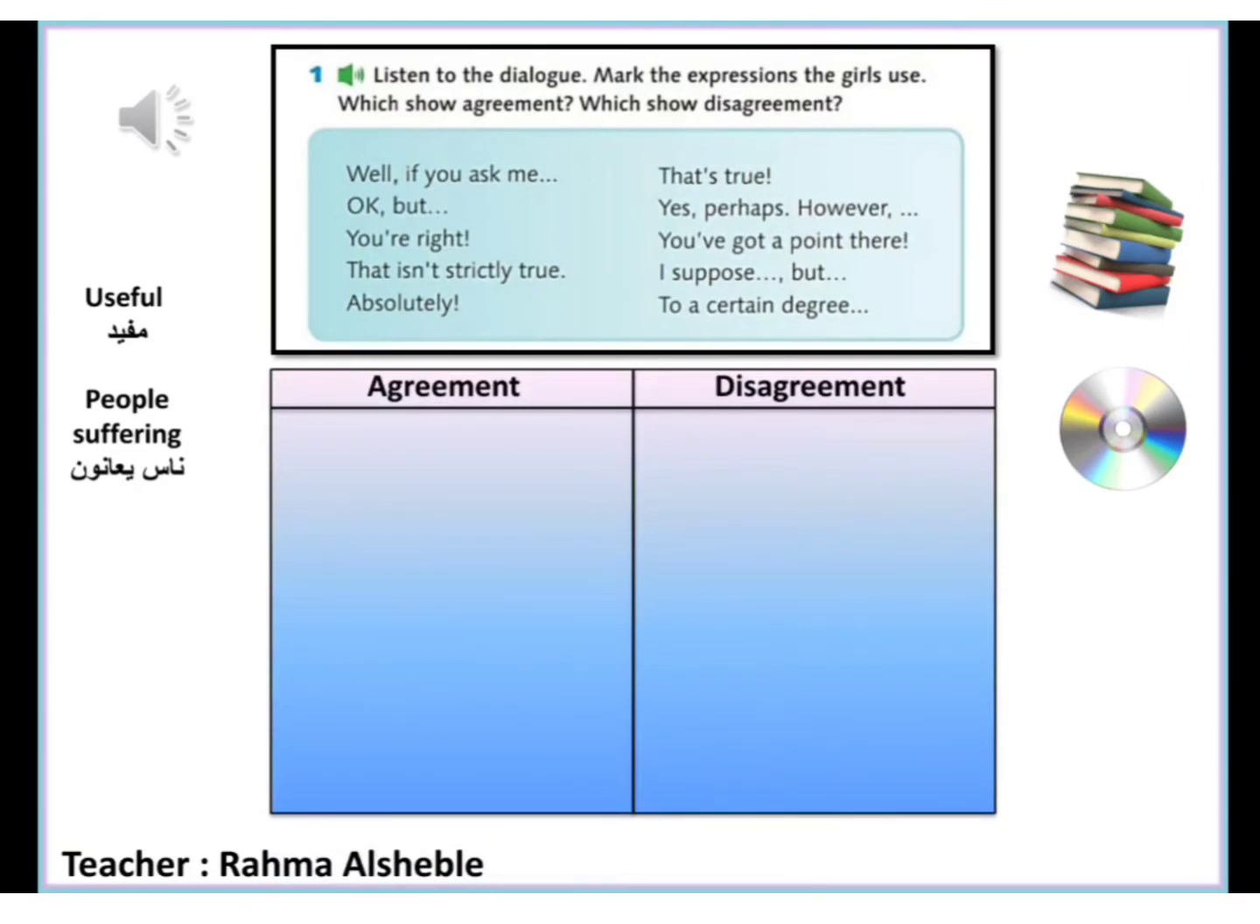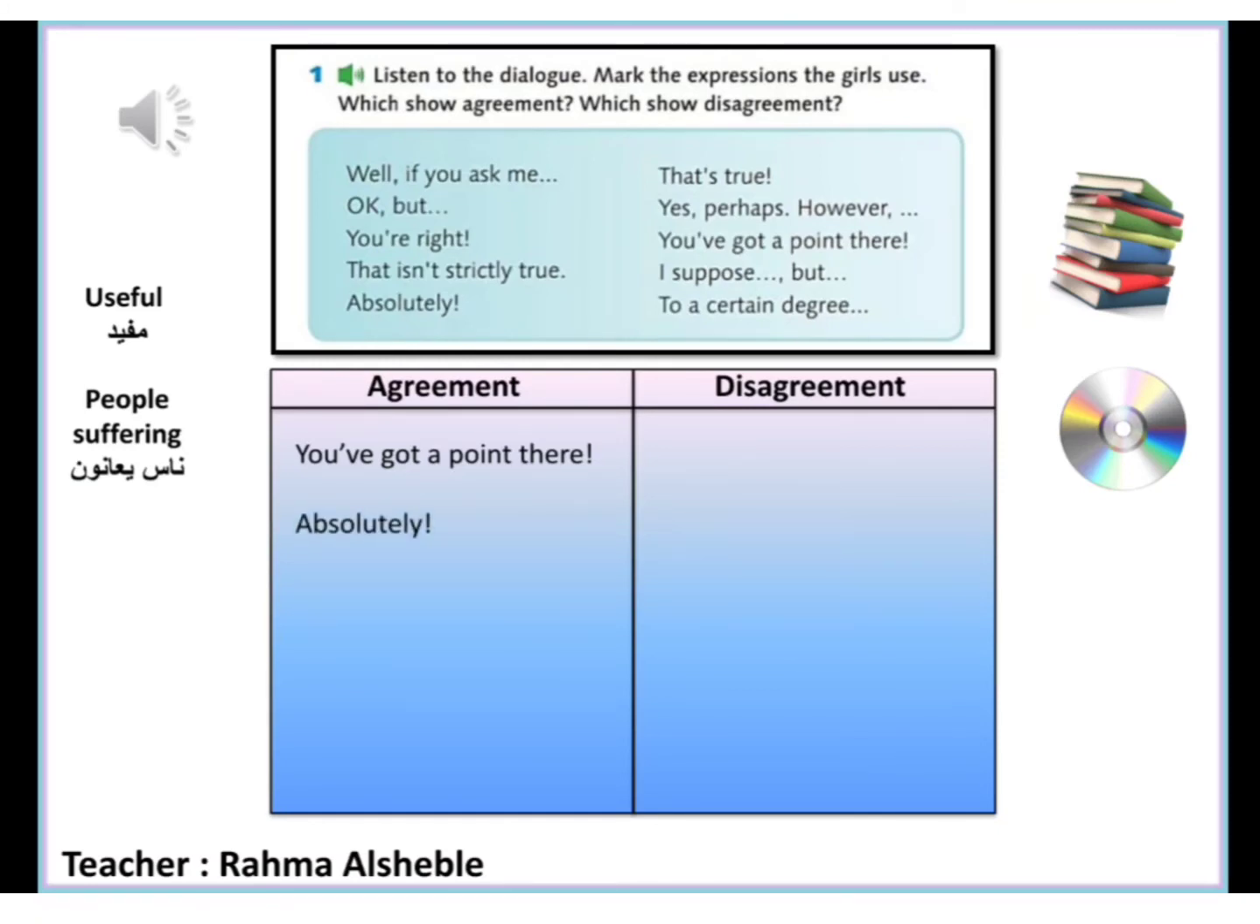We have agreement and disagreement. I'm going to show you the answers and you should try to check your answers. Let's start with the first expression that the girl used. Yes, you've got a point there. You've got a point there. It means in Arabic, you have a point here. So this shows agreement.